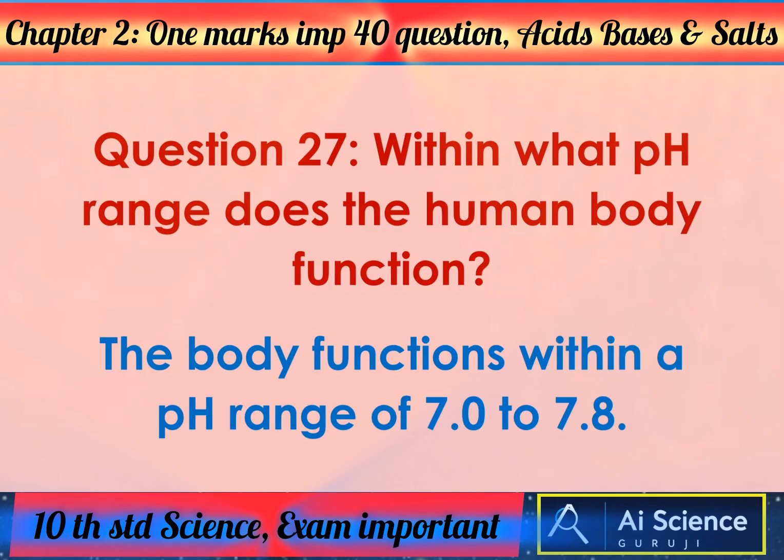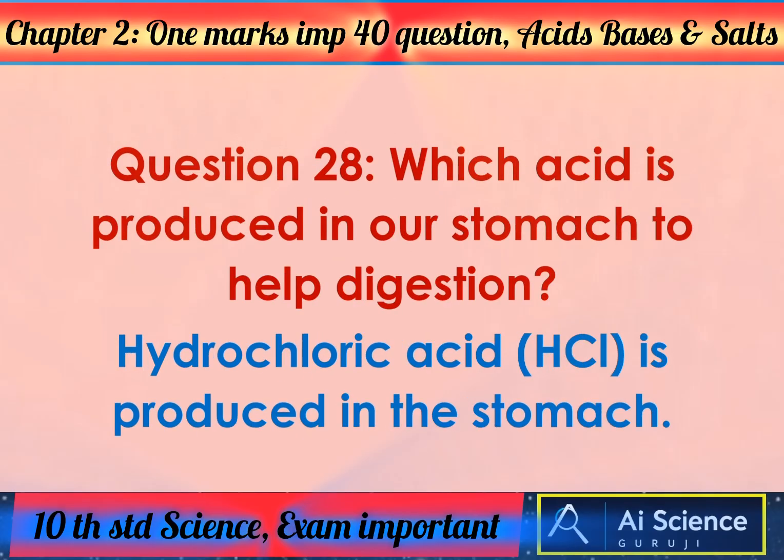Question 27. Within what pH range does the human body function? The body functions within a pH range of 7.0 to 7.8. Question 28. Which acid is produced in our stomach to help digestion? Hydrochloric acid, HCl, is produced in the stomach.